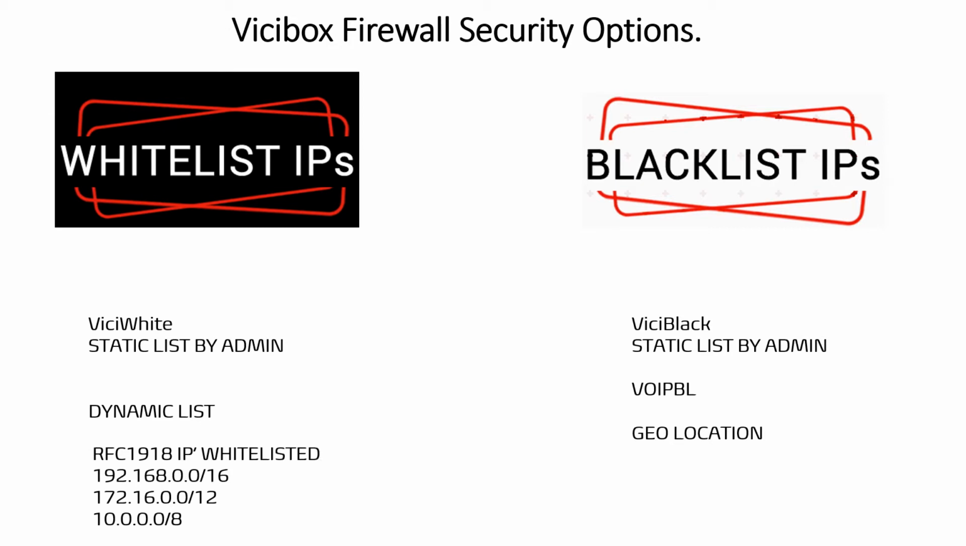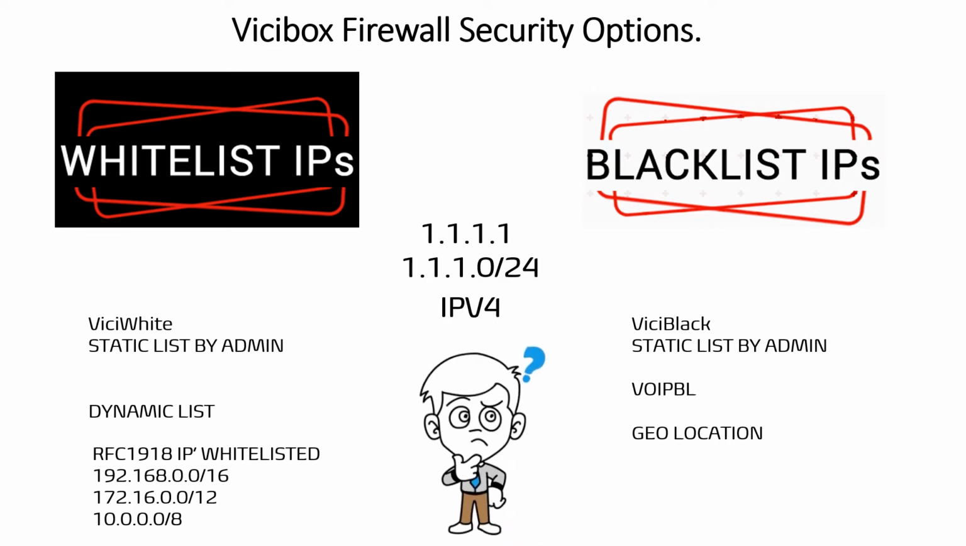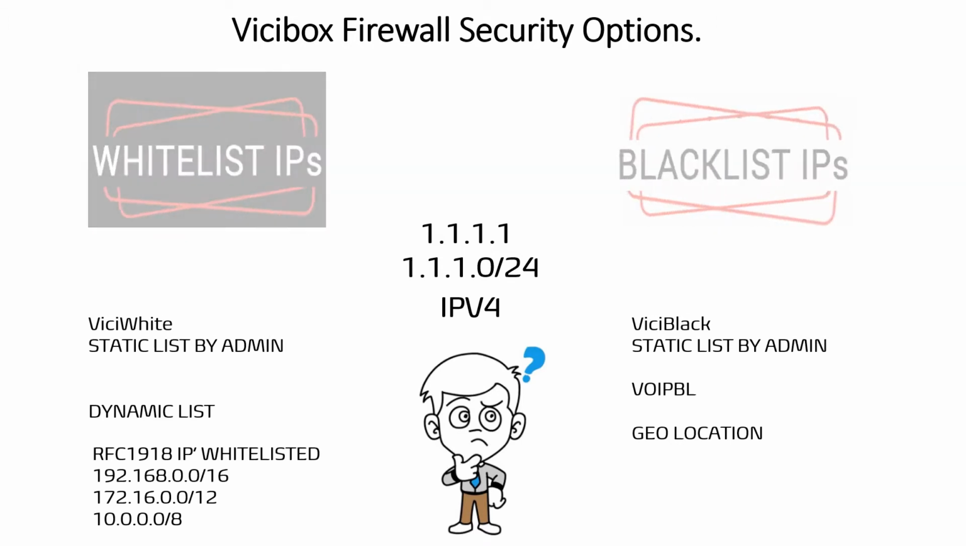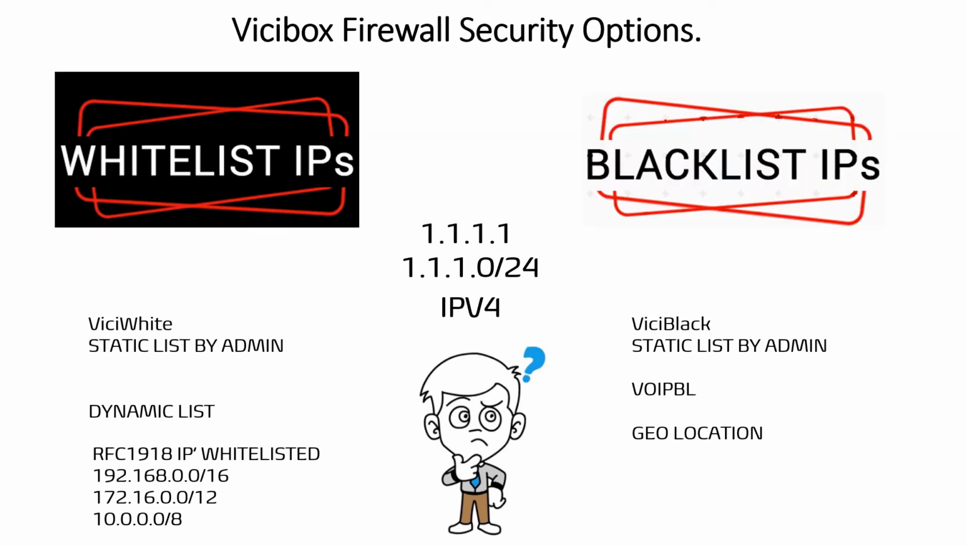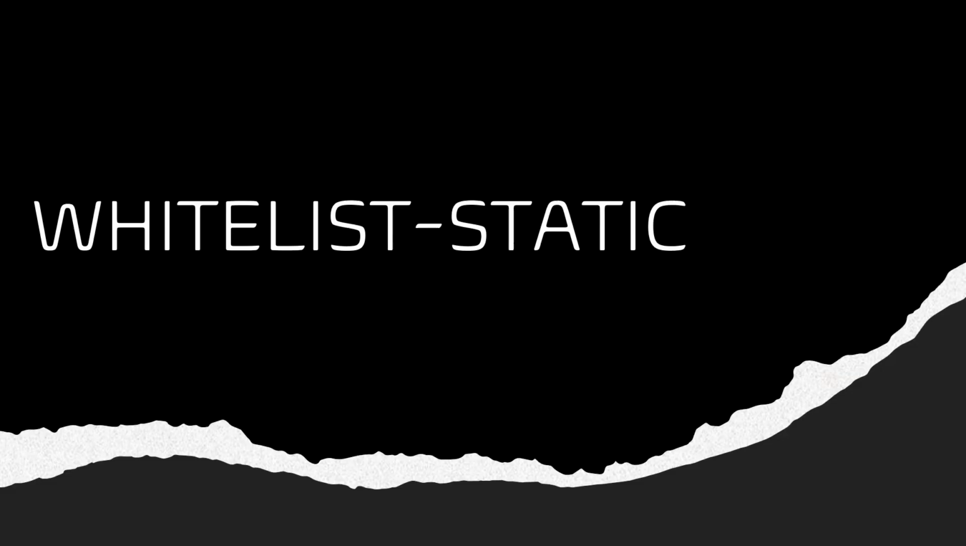By default RFC 1918 IPs are whitelisted, that is the private networks. For the IP list, you can use either a static IP entry or an IP subnet entry. As of now, only IPv4 is supported in Vicibox. In Vicibox you can have either whitelist or blacklist security options, but not both together. So choose your options. I personally recommend the whitelist option. Let's first start the whitelist firewall configuration.